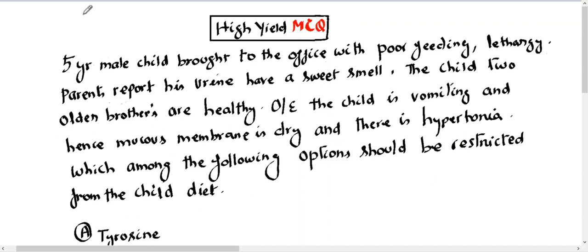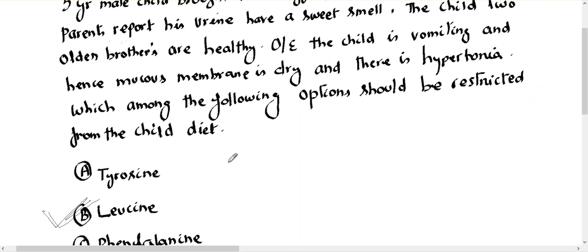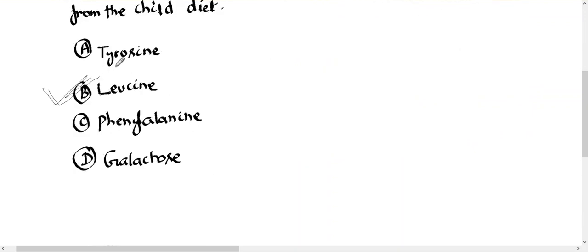So what are the positive points? This is a 5-year-old child with poor feeding, lethargy, urine with a sweet smell, and then there is vomiting and hypertonia. So which option should be restricted? Is it option A tyrosine, leucine, phenylalanine, or galactose?